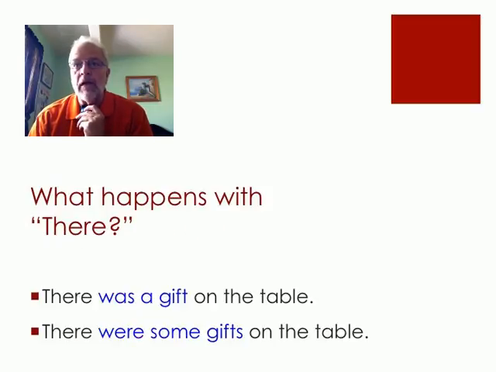When we have a word like there, we can use a singular or a plural verb depending upon the number of things we are talking about. For example, in this instance, we have one gift on the table. When we say there was a gift, the A is implying one thing. Similarly, when we have more than one gift on the table, we indicate that there is more than one, plural, by saying gifts.